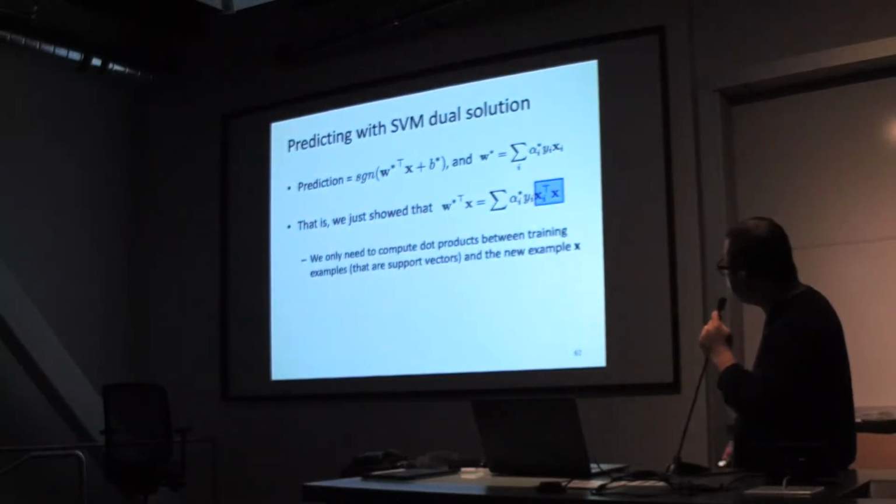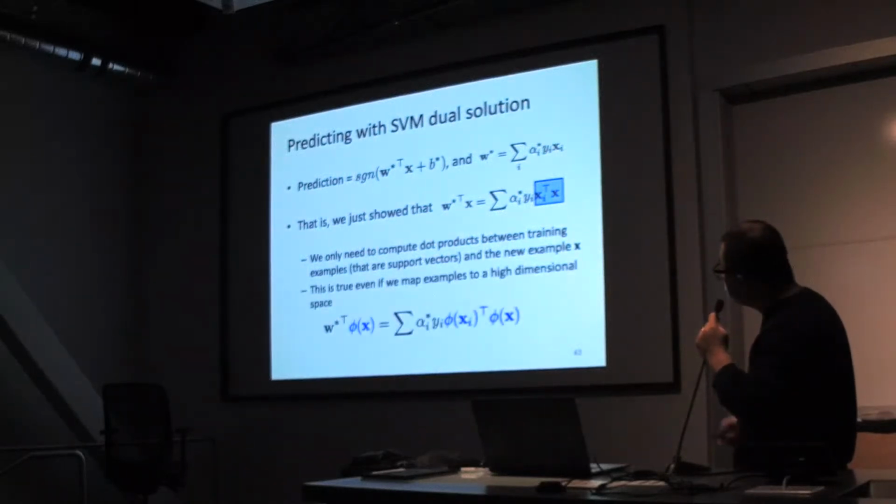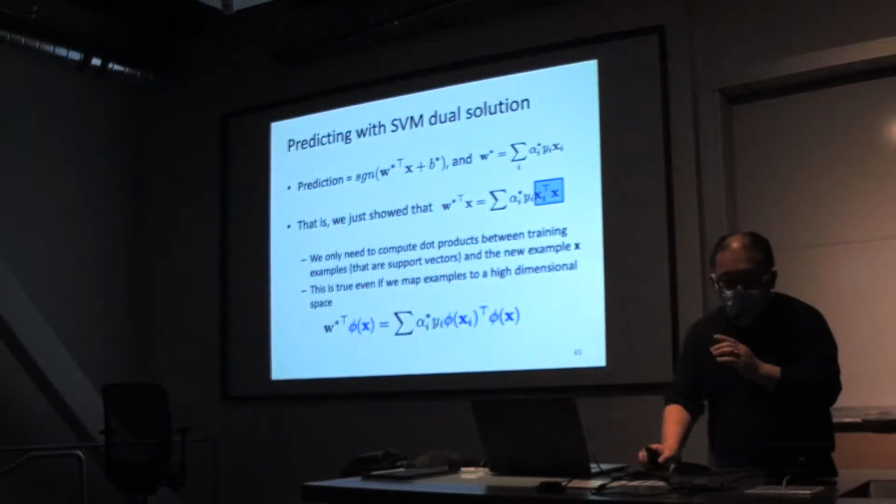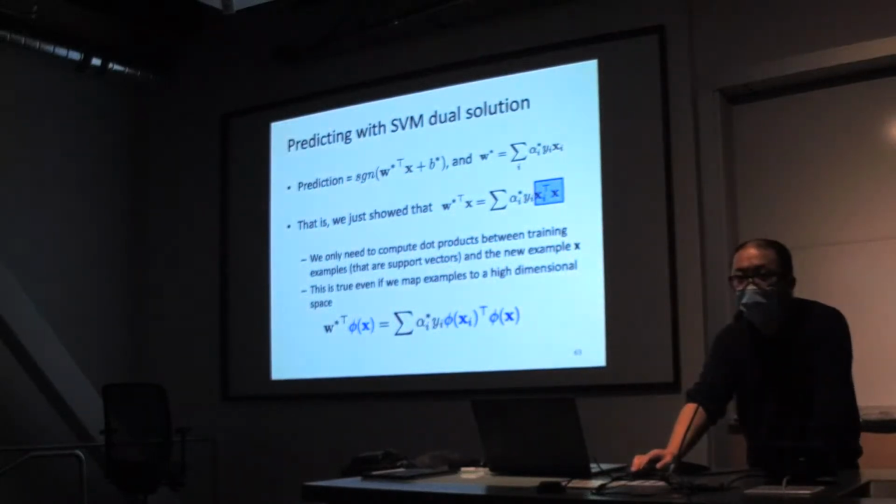So that means if we leverage the solution structure to make prediction for any new input x, we do not need to explicitly compute the weight vector. We just need to compute the dot product between every training example and this test input. And this is true even after you perform some nonlinear feature mapping or transformation.